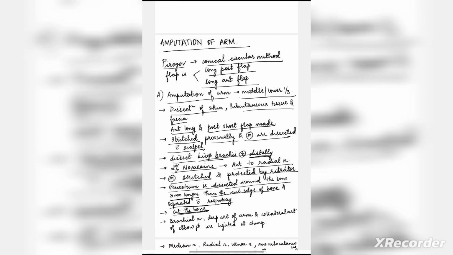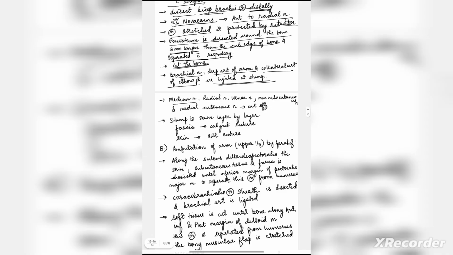Cut the bone. Brachial artery, deep artery of arm and collateral artery of the elbow joint are ligated at the stump. Median nerve, radial nerve, ulnar nerve, musculocutaneous nerve and medial cutaneous nerve are cut off. Stump is sewn layer by layer, fascia by catgut suture and skin by silk suture. Amputation of arm of upper one third by Farabeuf.